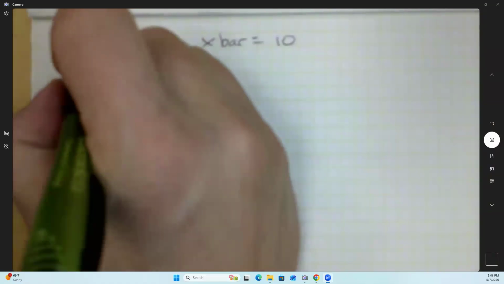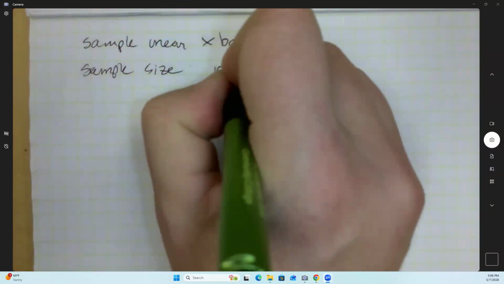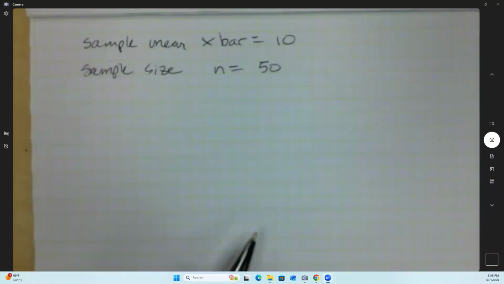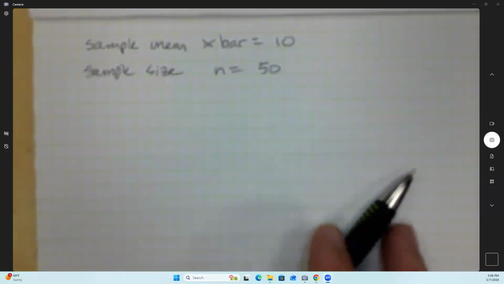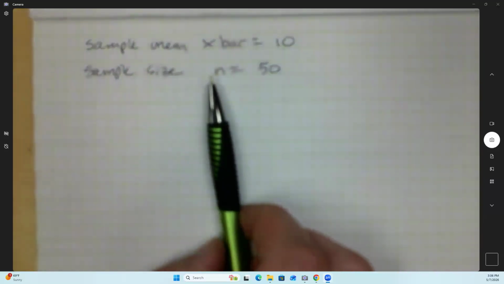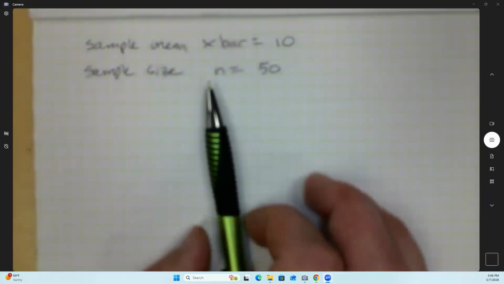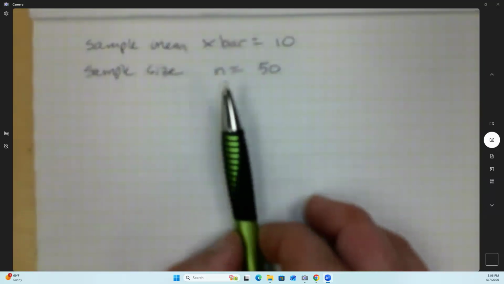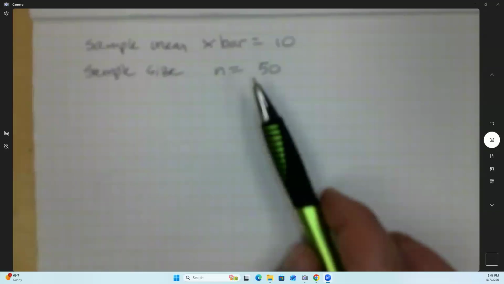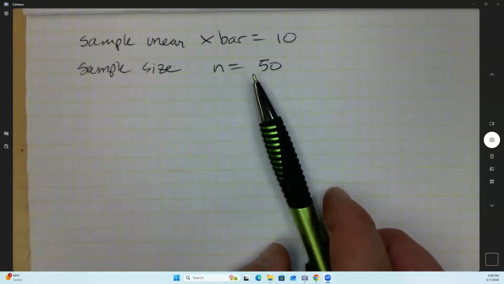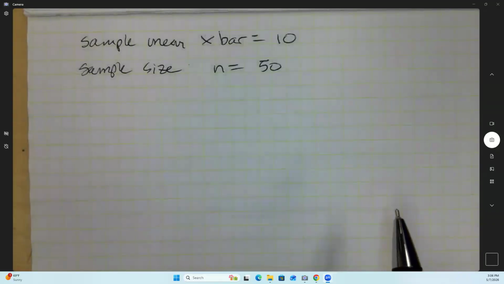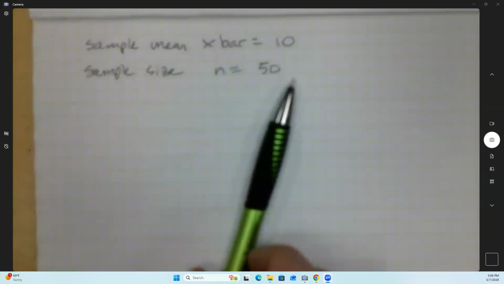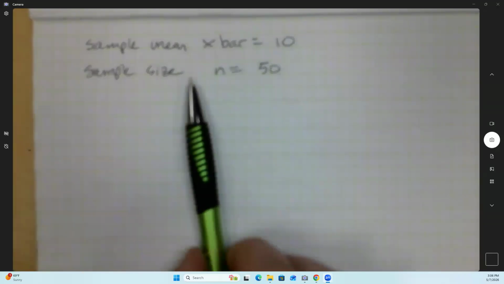We need the sample size, which was 50. And we need some way to see how spread out that sample was. Because if our sample had cats that weighed as little as 5 pounds and as much as 15, we would have less confidence in our estimate than if all of our cats were either 9 to 11 pounds. So we need some number that describes the spread of our sample. Anybody?